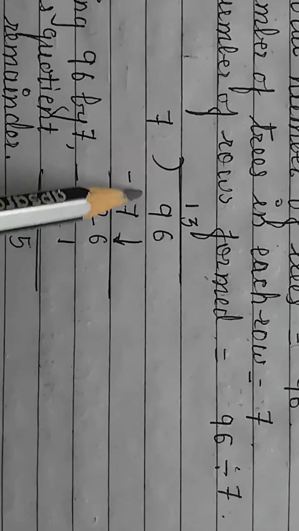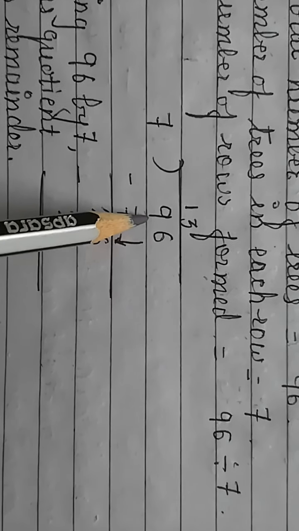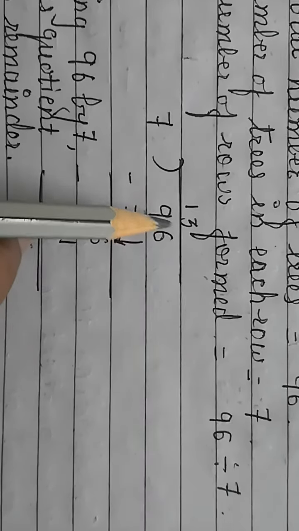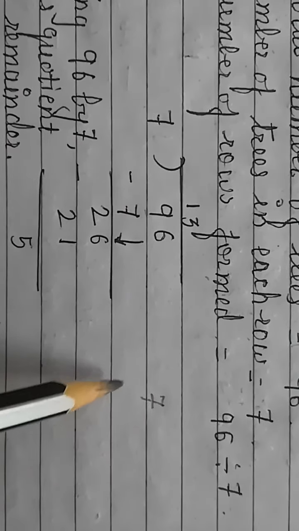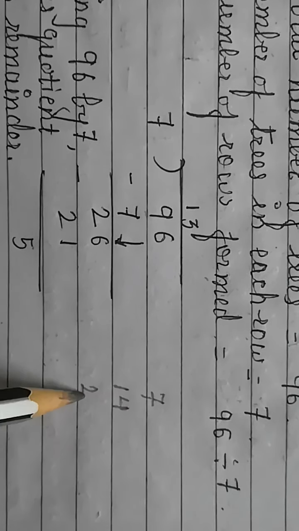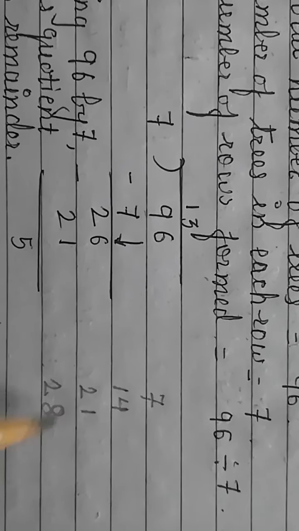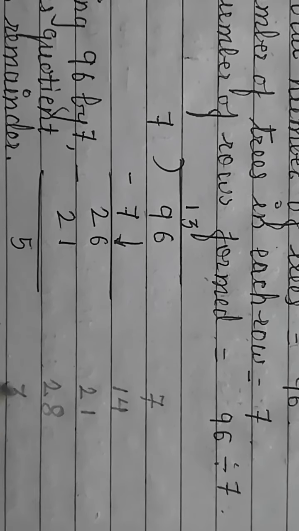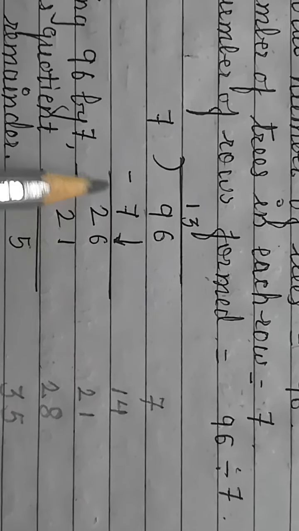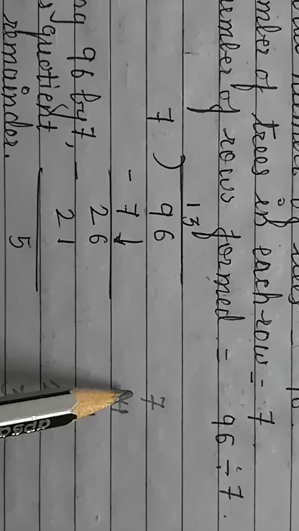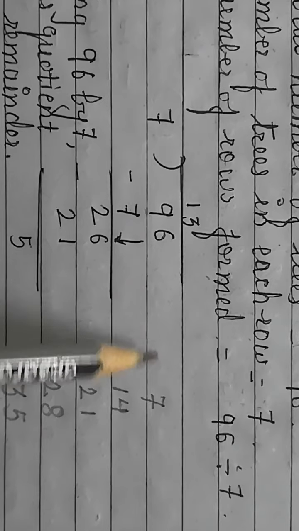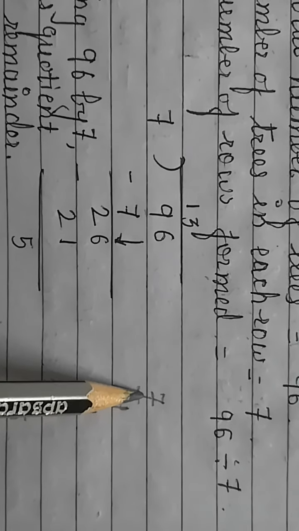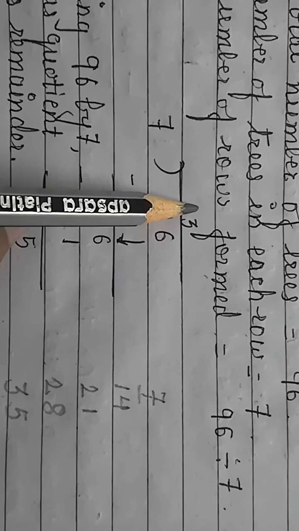Now let's see the first digit here. It is 9, so we can divide this 9 by 7. We will write the table of 7. 7 ones are 7, 7 twos are 14, 7 threes are 21, 7 fours are 28, 7 fives are, yes, 35. Now we look at the table of 7 first. The number less than 9 is 7, and we got it at the very first place. So we will write 1 here as the quotient.